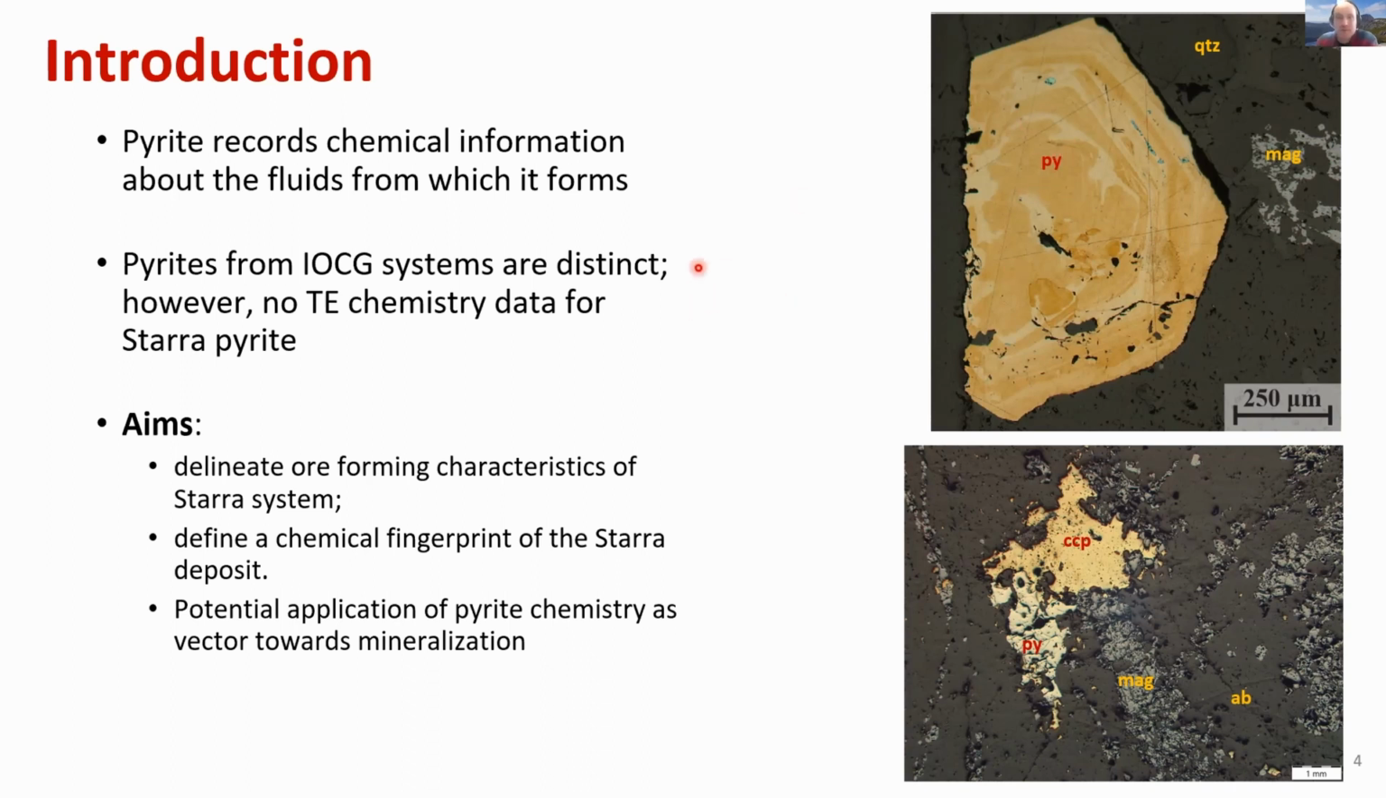And in general, if you look at pyrites from IOCG systems, they are quite distinct from other hydrothermal systems like porphyry systems. But so far, there is no trace element chemistry from Starra pyrites. And then the aims are to delineate ore-forming characteristics of the Starra systems, to define a chemical fingerprint of the Starra deposit, and potentially its application as a vectoring mineral towards the ore zone.